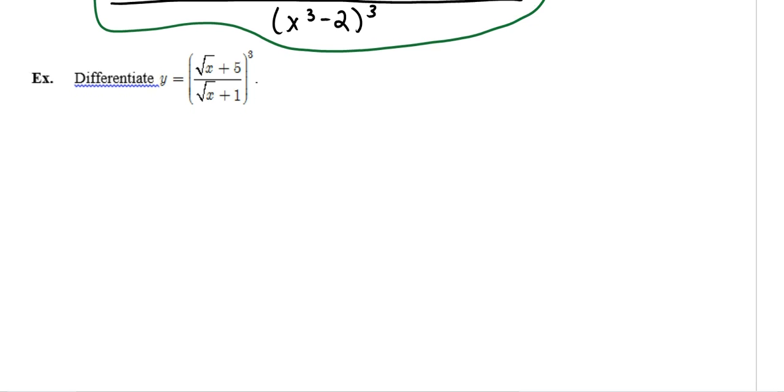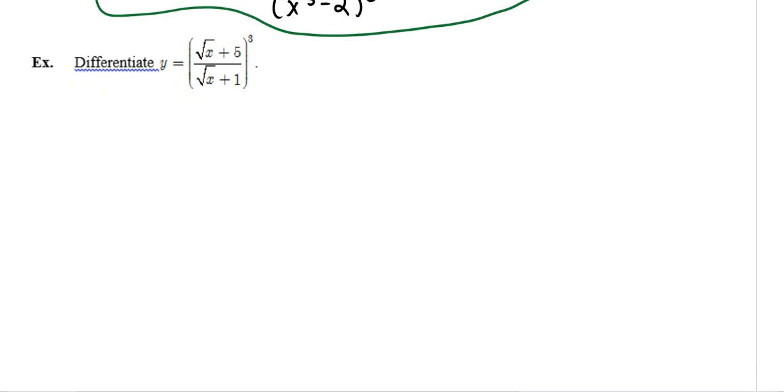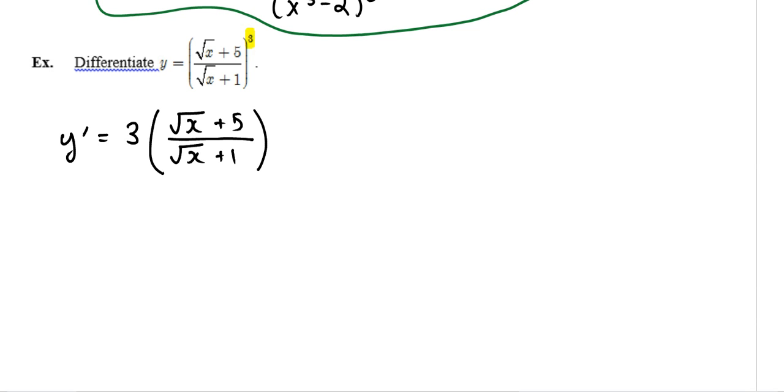Okay, so here I have another example where I have a quotient rule situation because I have a numerator and a denominator. So let me get ready for this question. The first thing you want to do is apply the power rule. So here's the cube. If you apply the power rule there, that's simply going to be 3 bracket onto everything on the inside, root x plus 5 all over root x plus 1, to the power of 2. So that's the power rule right there.